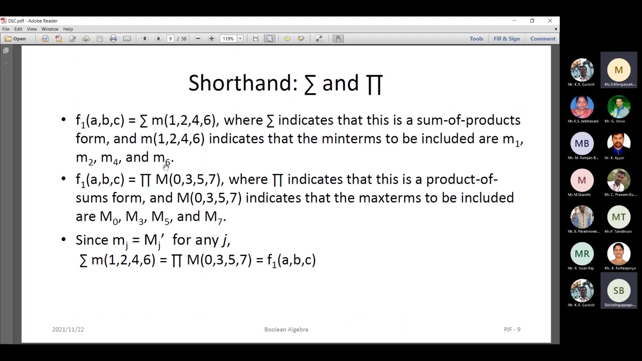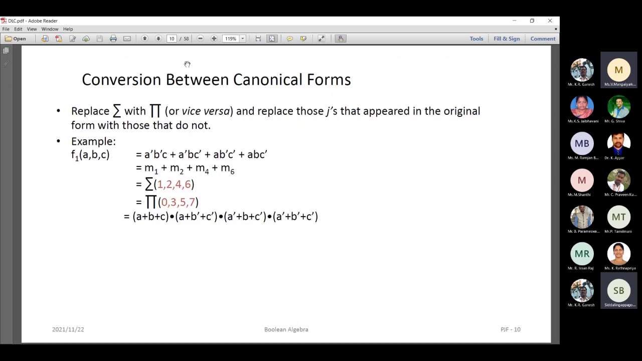So pi capital M indicates that this is a max term expression, and we are going to write it as capital M with the numbers. Here we write it as small m. That is the difference between min terms and max terms. Totally three differences are there. One is capital M, small m, and these two, right? The symbol summation is there, here you have pi symbol, right? And min terms we usually represent in terms of product, so we represent in terms of sum here, right? So this is the conversion between canonical forms, right?